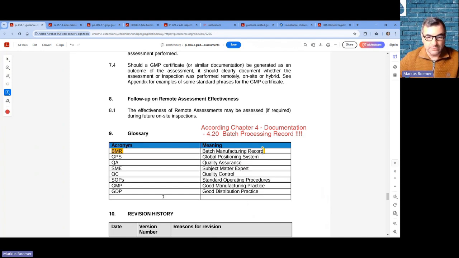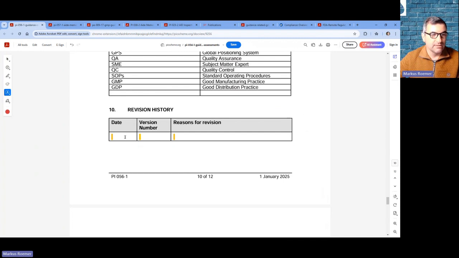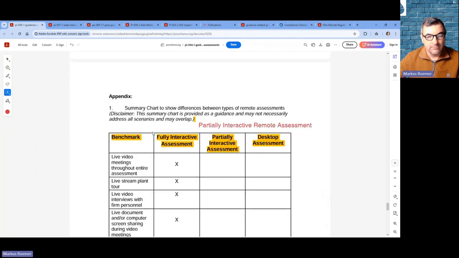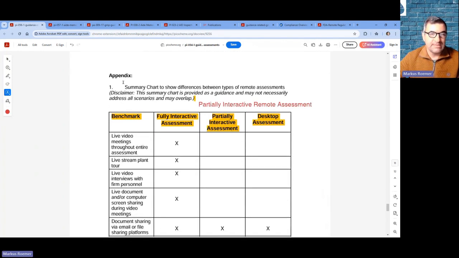Okay, so it continues. Revision history, none. So this is the reason why I was not able to tell you, is it version 1 or is it a draft or what is it? I have no clue. Very strange. Then they have this appendix. This appendix is not mentioned in the table of contents, but on the front page: summary chart to show differences between types of remote assessments.